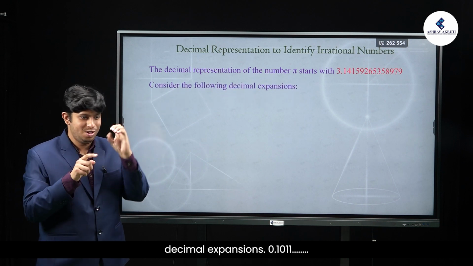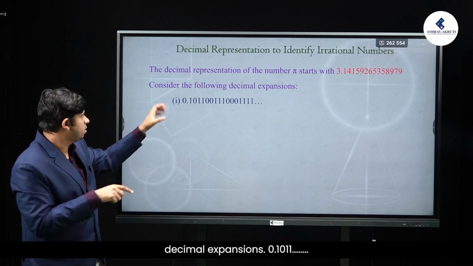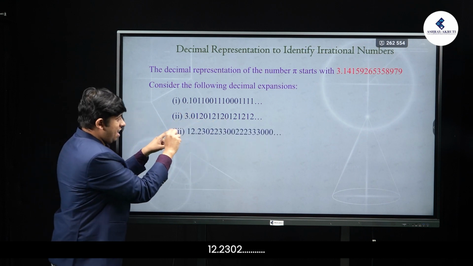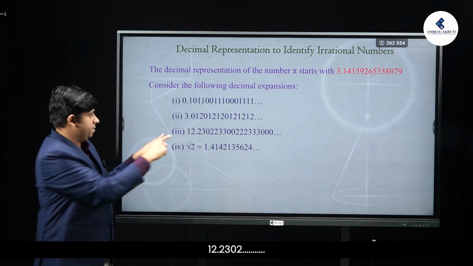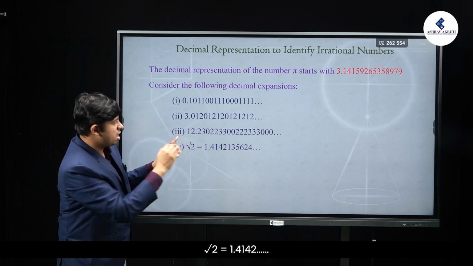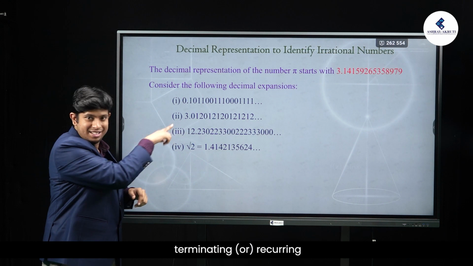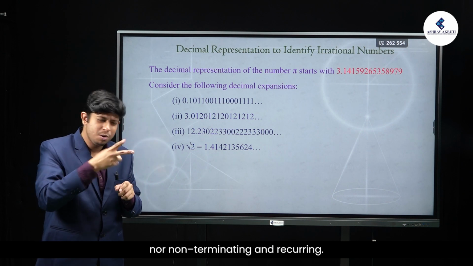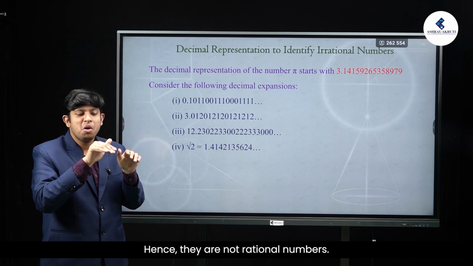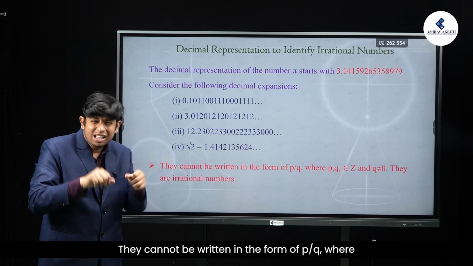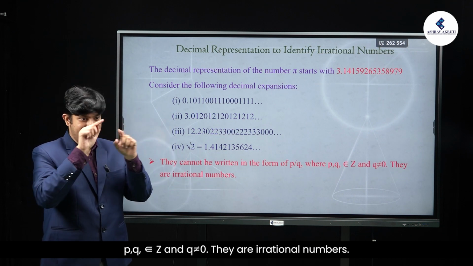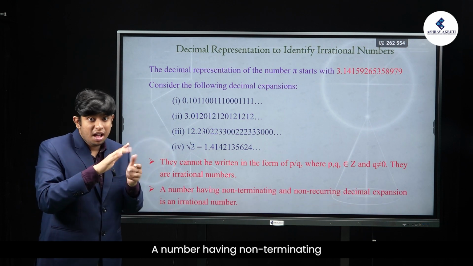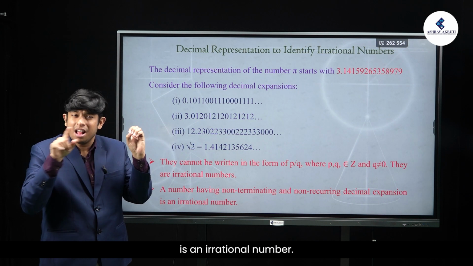Consider the following decimal expansions: 0.1011 and so on, 3.0120 and so on, 12.2302 and so on, root 2 is equal to 1.4142 and so on. Are the above numbers terminating or recurring and non-terminating? No, they are neither terminating nor non-terminating and recurring. Hence, they are not rational numbers. They cannot be written in the form of p by q, where p and q belong to integers and q not equal to 0. They are irrational numbers. A number having a non-terminating and non-recurring decimal expansion is an irrational number.